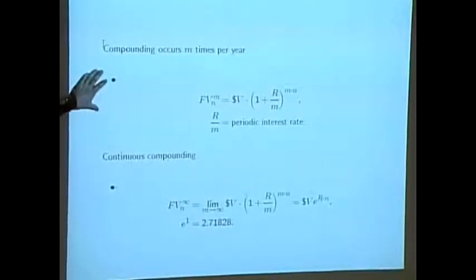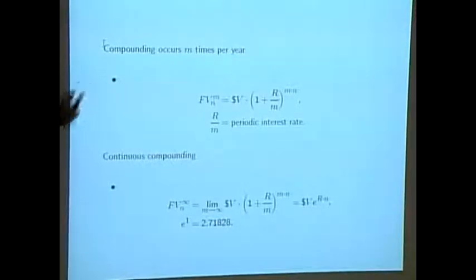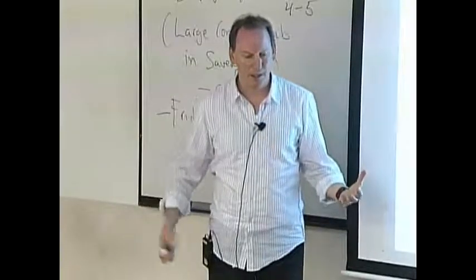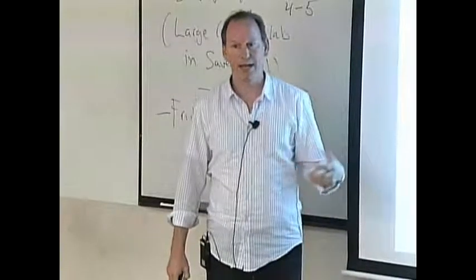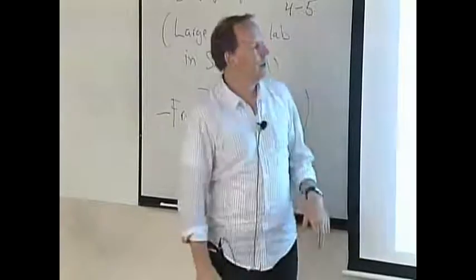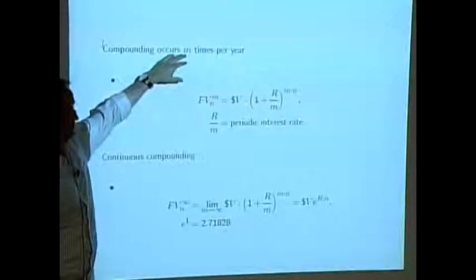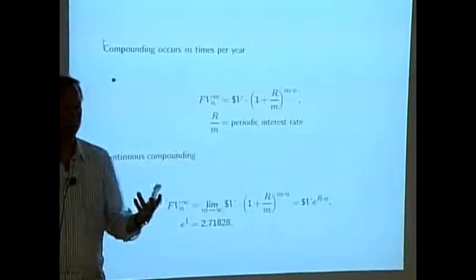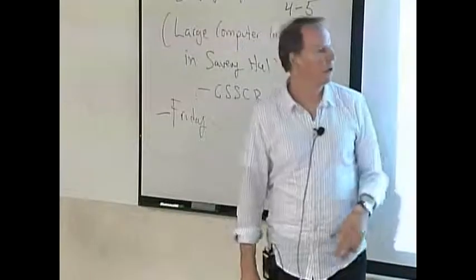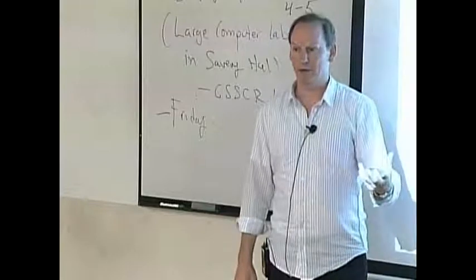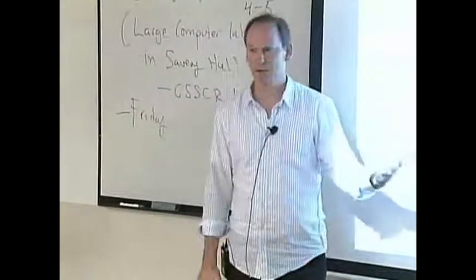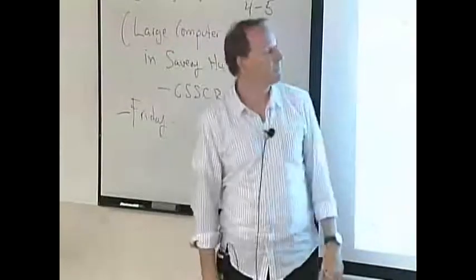Now, very often in investment situations, compounding of interest can happen more than once per year. So if compounding happens m times per year, for example, m could be 2, so you can have semi-annual compounding, or you could have monthly compounding, so m would be 12 times per year. You can have daily compounding, so m is 365.